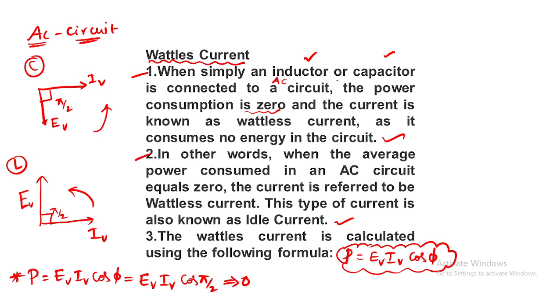So this is a circuit with simply an inductor or capacitor. If it is a capacitor, the phasor diagram will be like that. If it is an inductor, the phasor diagram is like this. So power consumption in both cases is zero. Capacitor only we have studied already. Inductor only.